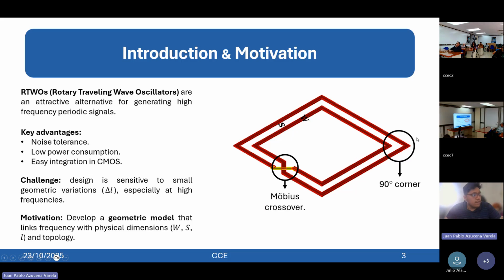RTWO, or rotary traveling wave oscillators, are an attractive alternative for generating high frequency signals. They offer several key advantages such as noise tolerance, low power consumption, and easy CMOS integration. However, one of the main challenges is that the design is highly sensitive to small geometric variations, especially at high frequencies. This motivates our work to develop a geometric model that directly links oscillation frequency with physical dimensions and the topology. In the figure, we can see an example of this structure with a typical Möbius crossover and corners.